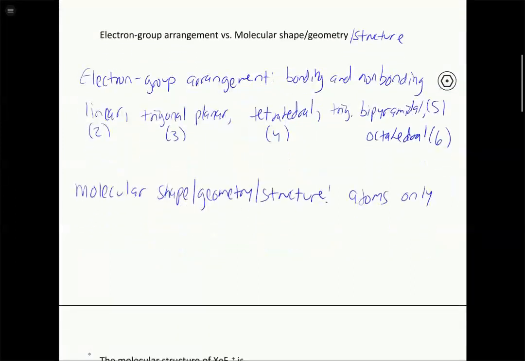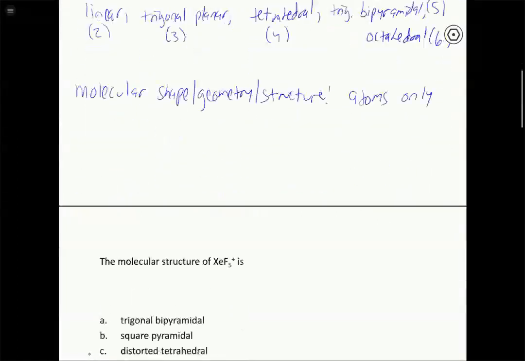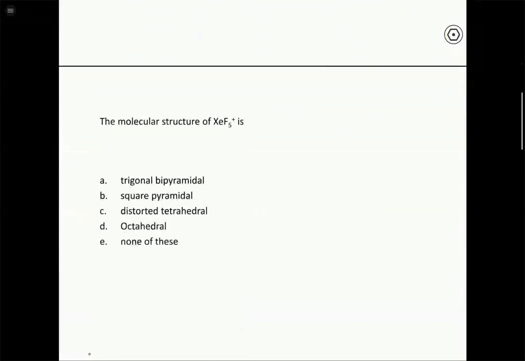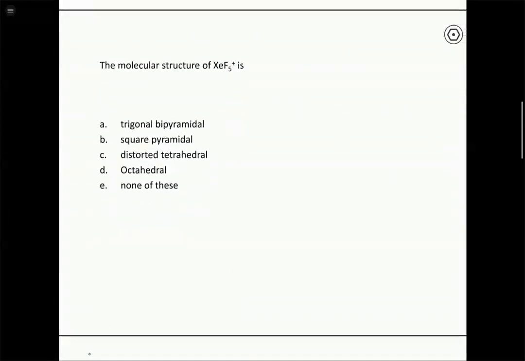Now, in general, we did pretty well with the questions dealing with VSEPR and molecular shape, but I do want to go over one that we had a little bit of trouble with, and it's the molecular structure of xenon pentafluoride cation, XeF5+. Anytime we're doing problems in this chapter, anything with VSEPR, anything with hybridization, we have to start with a good Lewis structure. So we'll review that quickly for this one.